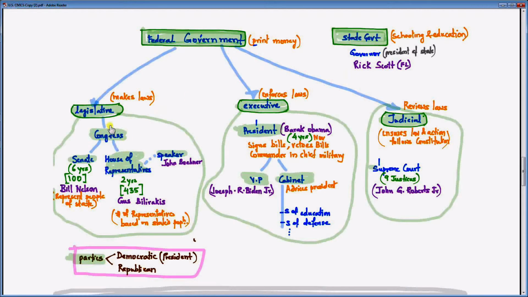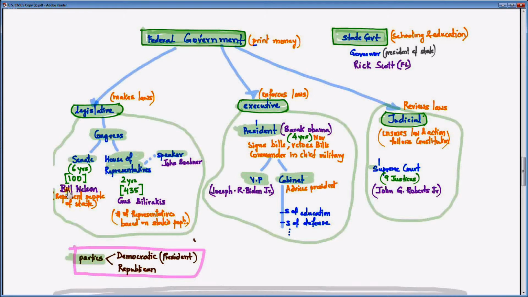The legislative part, you can see it as made up of Congress, which is made up of the Senate and the House of Representatives. We elect senators every 6 years. We elect the House of Representatives every 2 years. There are in all 50 states. Each state has 2 senators, so totally we have 100 senators.